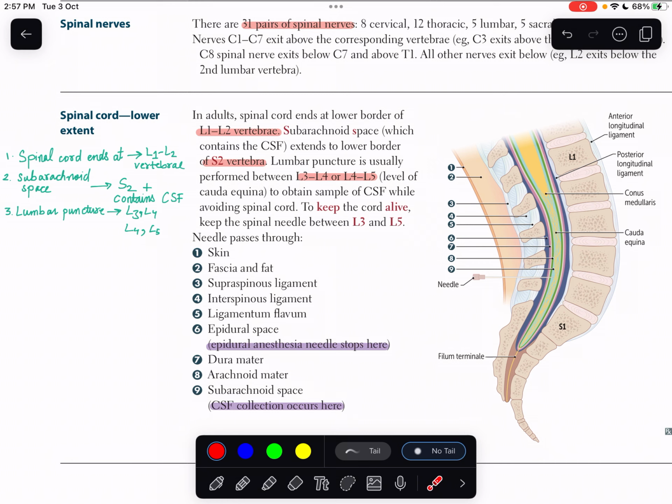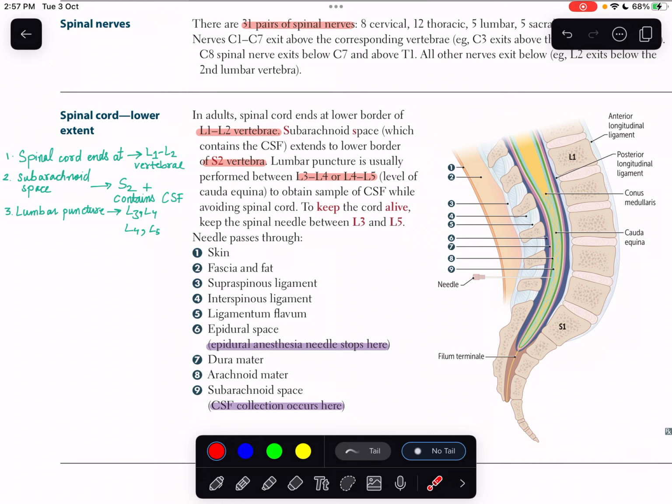Then you should remember the 9 different structures which the needle is going to pierce to give epidural anesthesia or to get the CSF fluid. So you should know that when you are piercing the back of the patient, which structures are being pierced. So number one is skin.